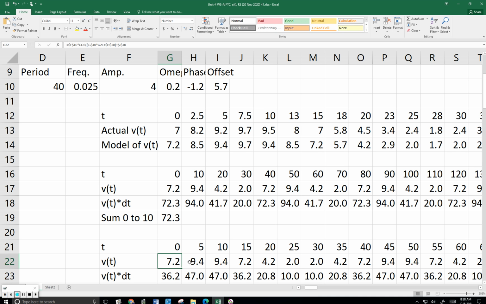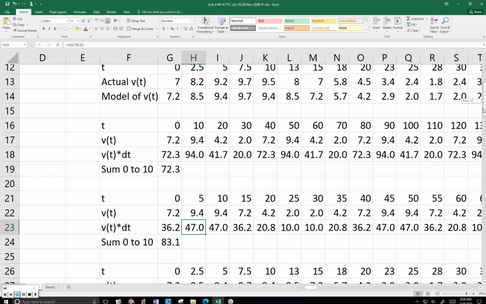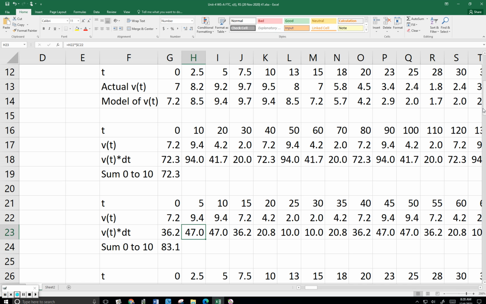In the next 5 minutes, the plane would have a displacement of 47 miles. And then if you add those two together, you get a displacement of 83. So by using one velocity in the 10-minute period, we get an estimate that the plane's displacement was 72. When we use two velocities in the 10-minute period, our estimate is 83.